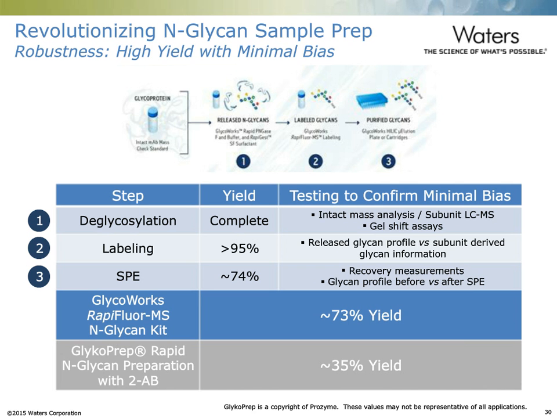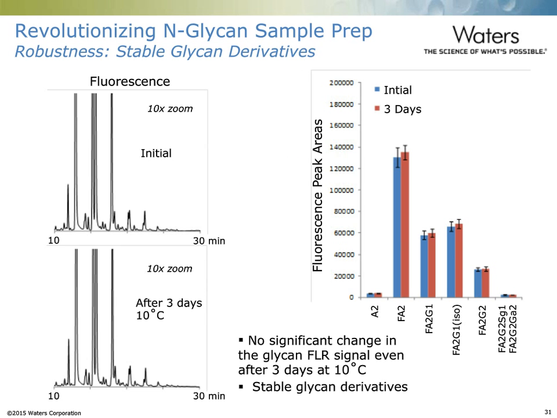In one last demonstration of the robustness of rapid fluoromethylation-based N-glycan sample preparation, we provide information on the stability of the rapid fluoromethylation glycan derivatives. Knowing that some glycan samples may need to be stored prior to being analyzed, rapid fluoromethylation labeled glycans prepared from a mAb as acetonitrile and dimethyl formamide diluted SP eluate were analyzed before and after a 72-hour period at 10 degrees.